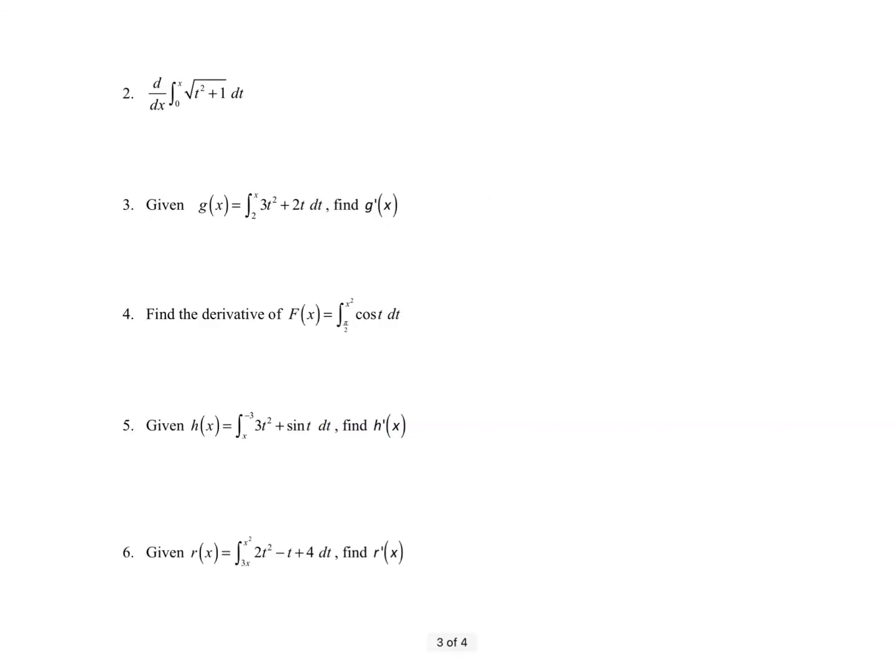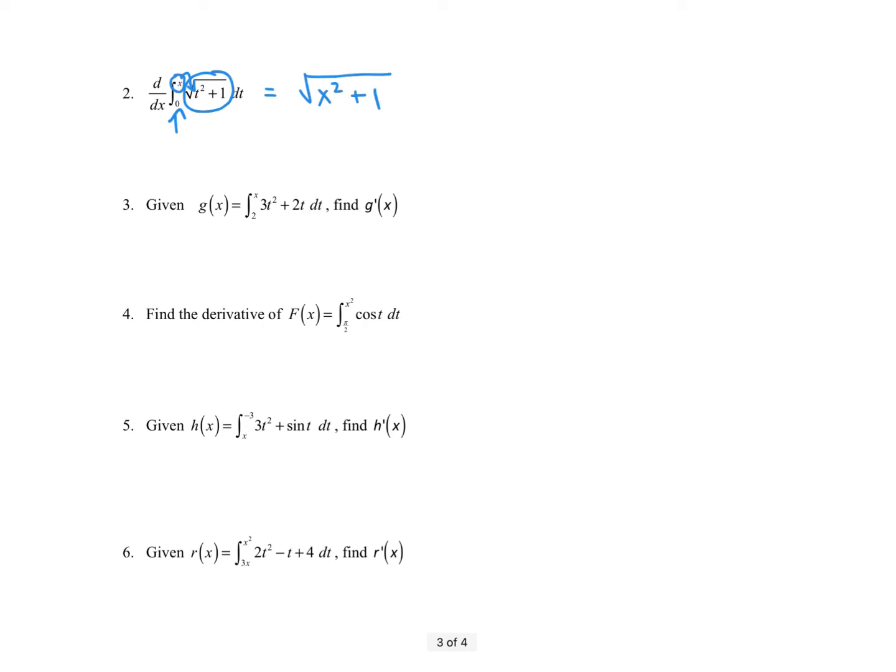Okay, in this first one, the derivative cancels the integral, and we just plug x in for t. And we get the square root of x squared plus 1. Notice the function, our answer, is exactly the integrand, except t becomes x. And we ignore the constant at the bottom because the derivative of a constant is 0.